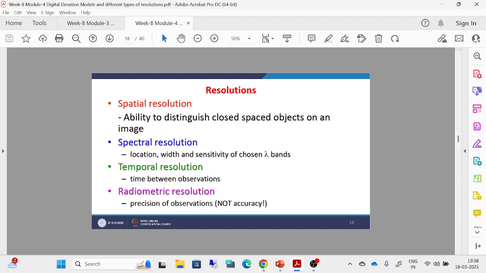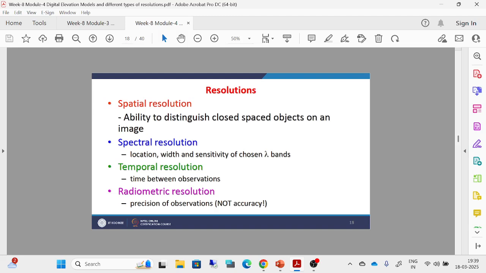Temporal resolution is the time between observations. It can be days, hours, and the smaller you bring it, the costlier it is going to get. If I am taking an image of an area on a particular day at a particular time, and I take an image of the same place the next day, then the temporal resolution is 1 day. But if I take it of that same place 1 hour later, the temporal resolution will be 1 hour. So like that.